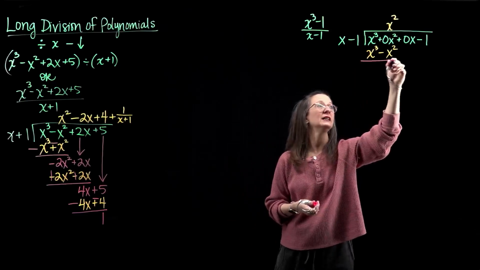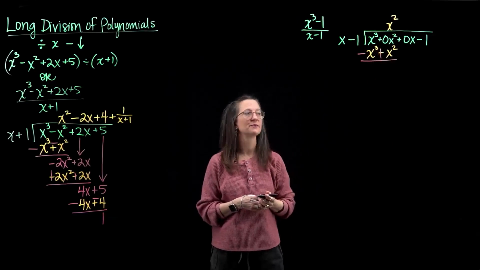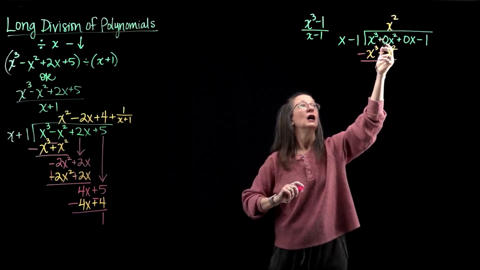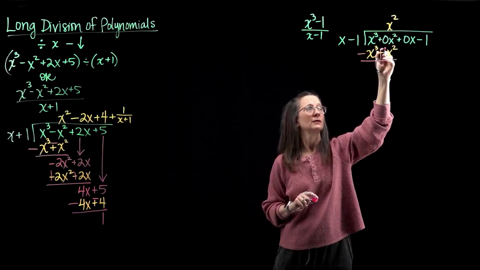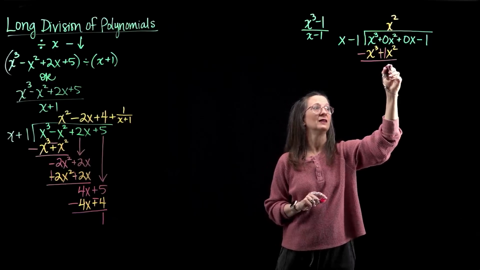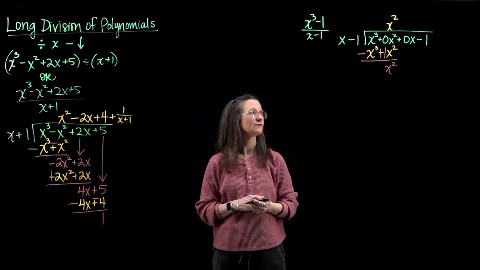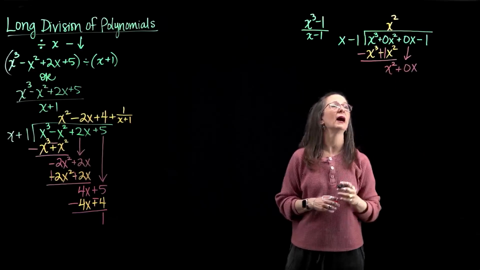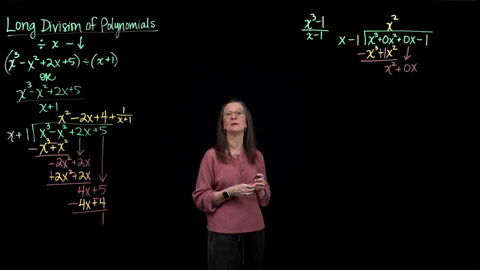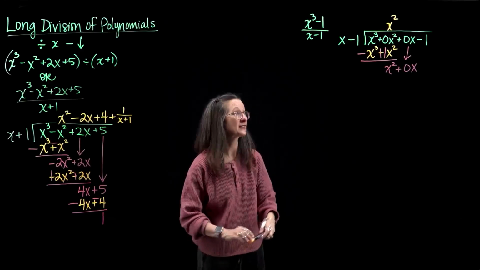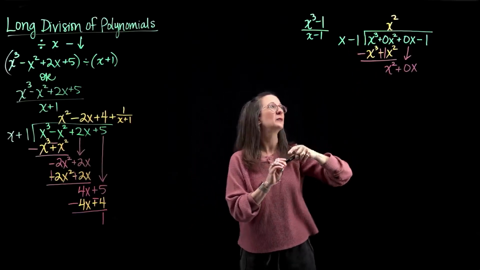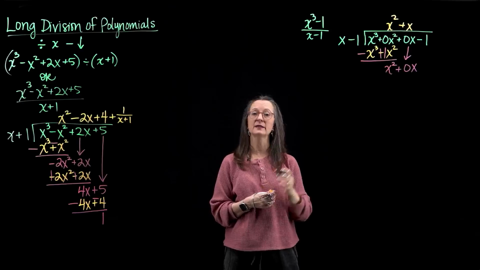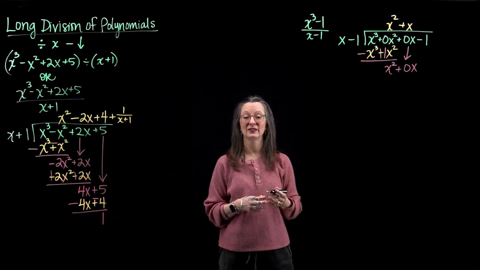Subtraction time. Draw the line, change all the signs. So I have x cubed minus x cubed is 0, and then 0x squared plus 1x squared gives me just positive x squared. And then I'll bring down that next term, which is 0x. So at the bottom, I have written x squared plus 0x. And we'll start the process again. X squared divided by x gives me positive x.